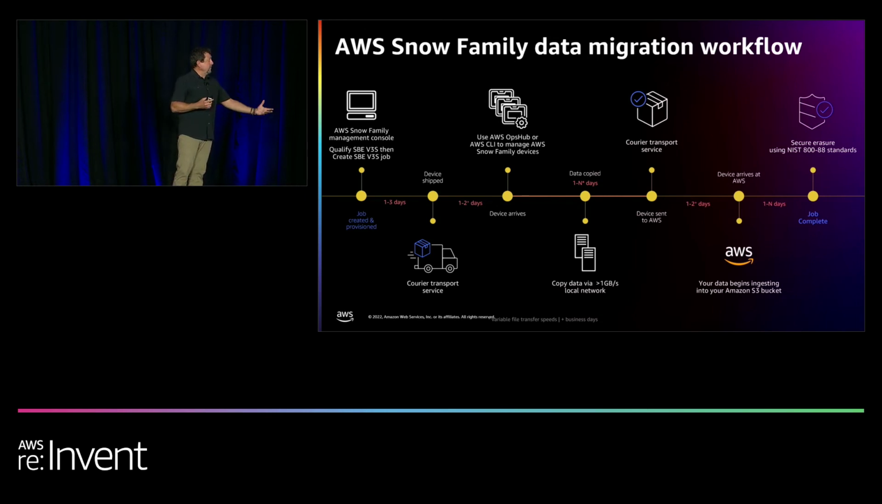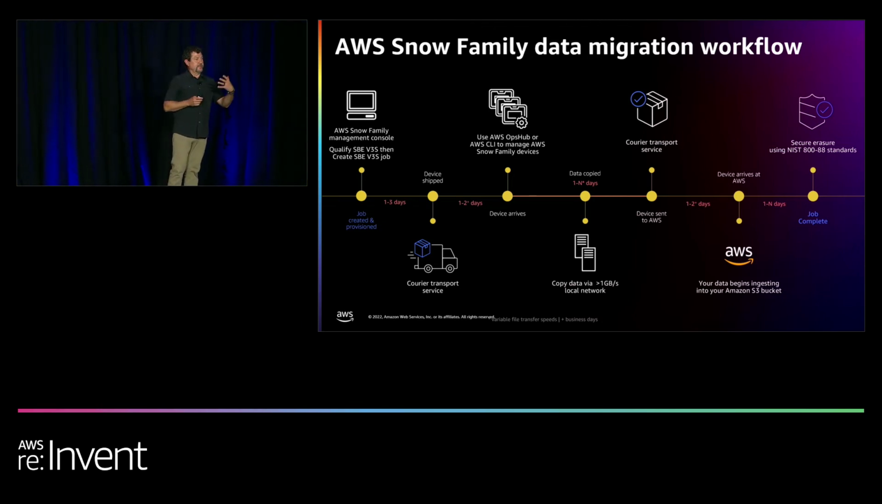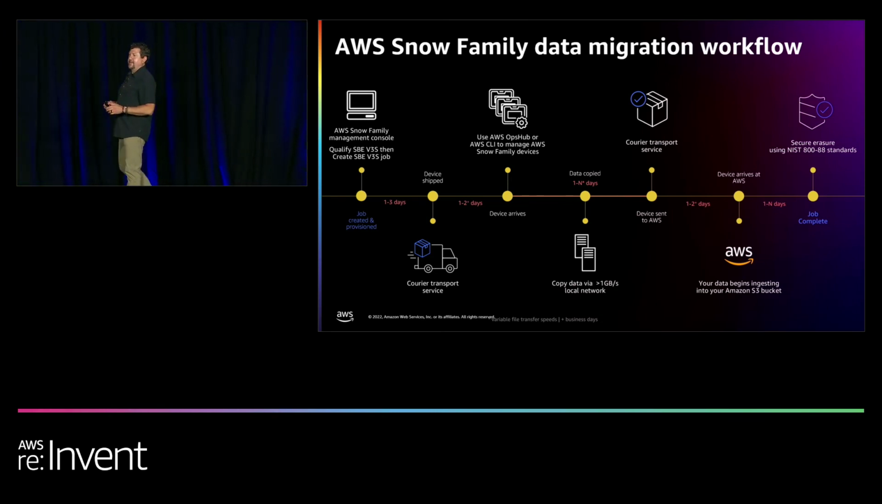Once we receive it, we do that tamper inspection. We receive it at one of our ingest rooms, and then we'll go in and begin to copy the data off of the device. Again, that's a variable amount of time depending on the file sizes and the like. And then once we're complete, you'll receive a notification in the console that your data has been transferred to where you specified. And then we erase the device using a secure erasure process that complies with the NIST 800-88 standards.